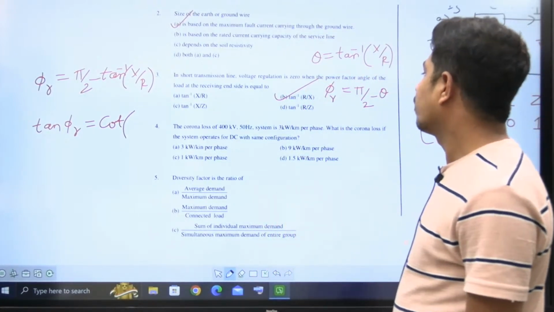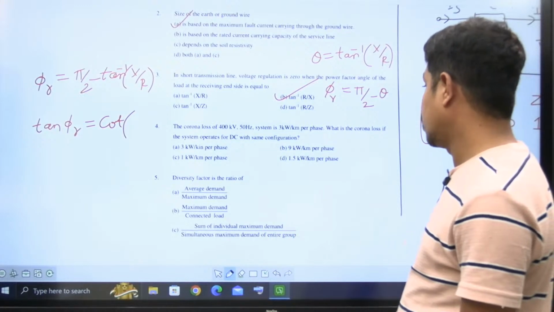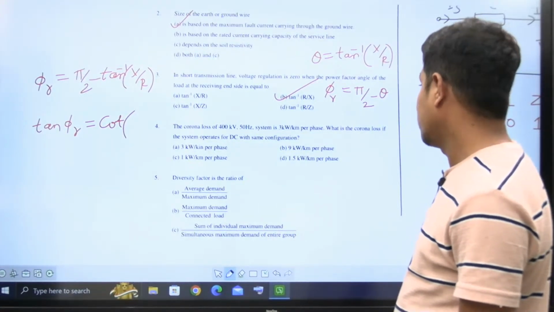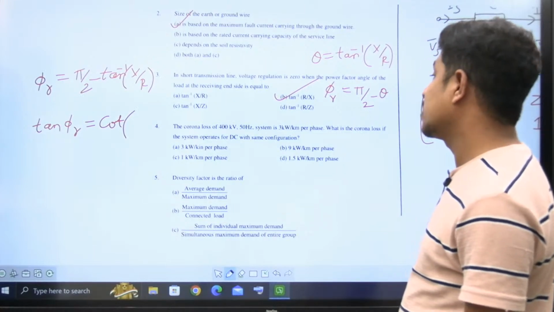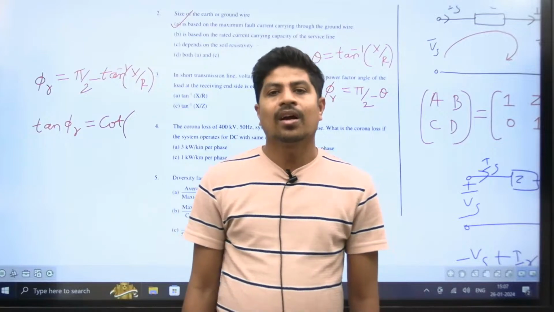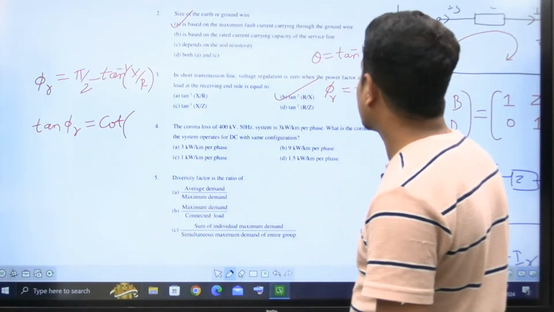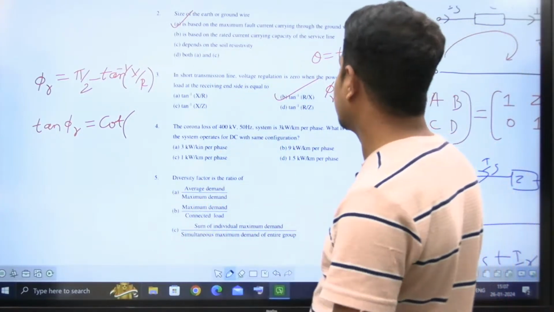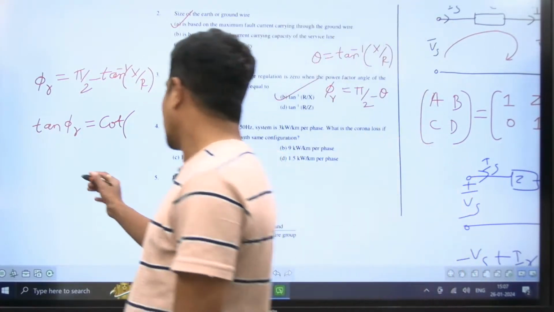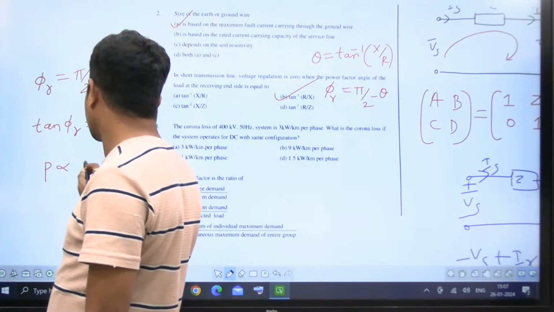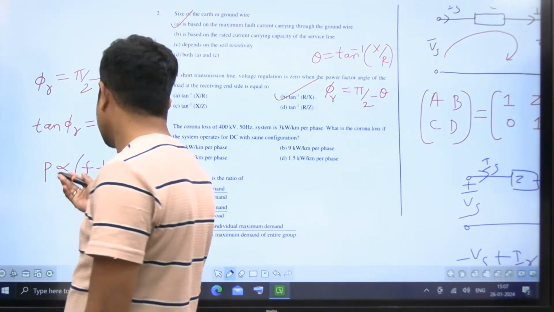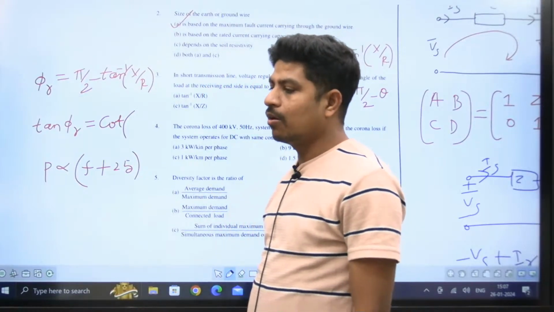So the corona loss of a 400 kV 50 Hz system is 3 kilowatt per kilometer per phase. What is the corona loss if the system operates for a DC with the same configuration? Good question. He's saying corona loss is 3 kilowatt per kilometer per phase of a 400 kV 50 Hz system. Now we know that corona loss is directly proportional to F plus 25. So from this one you solve, then you are going to get the option, right?